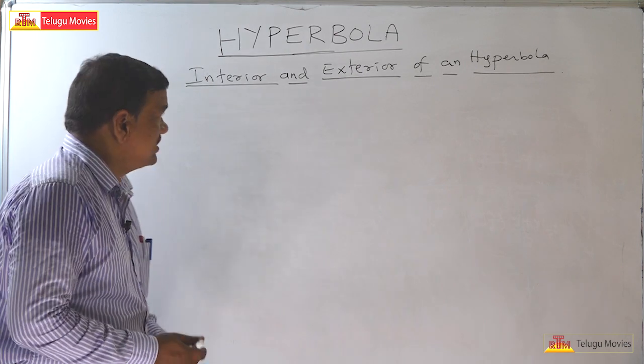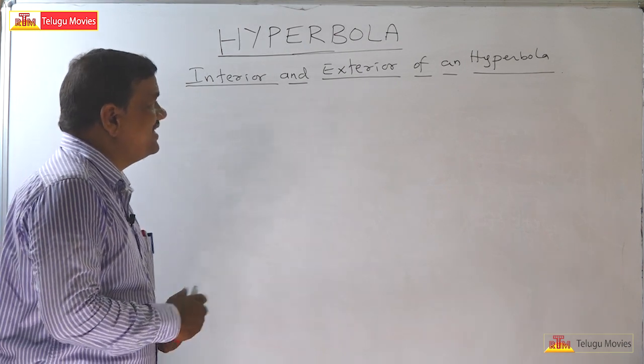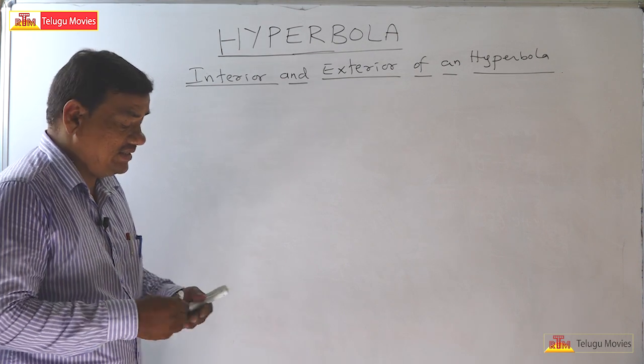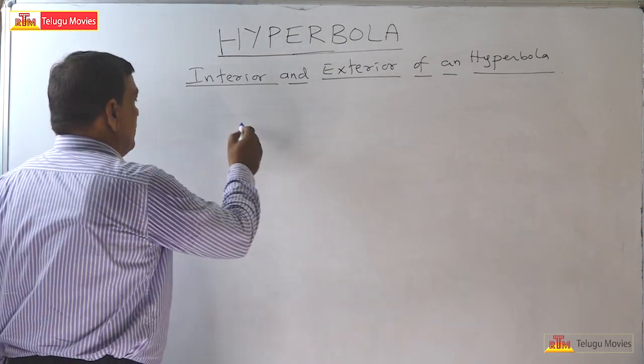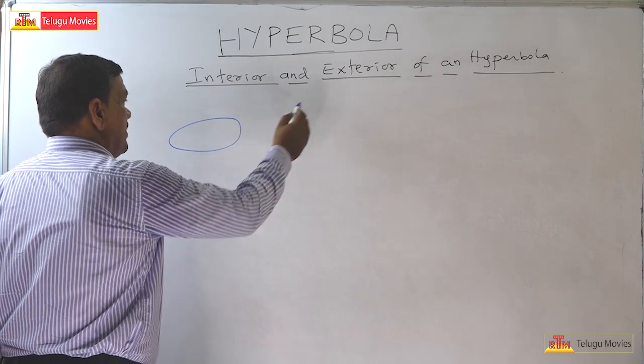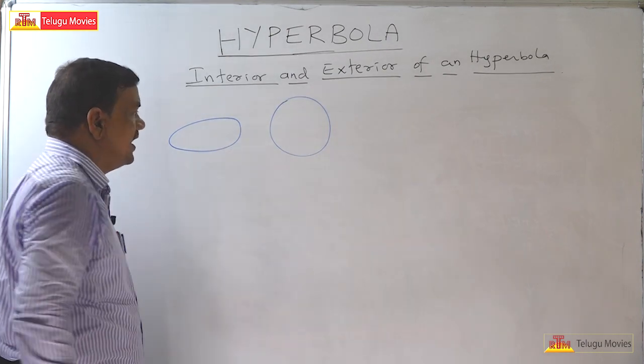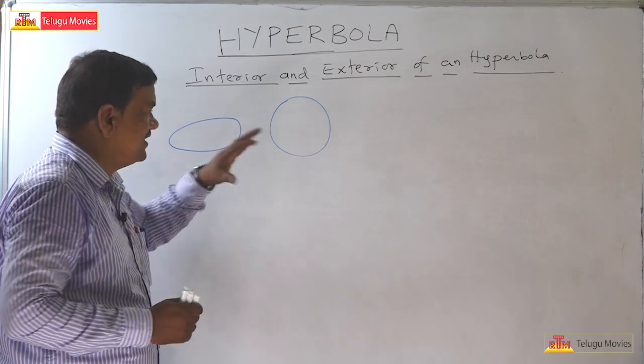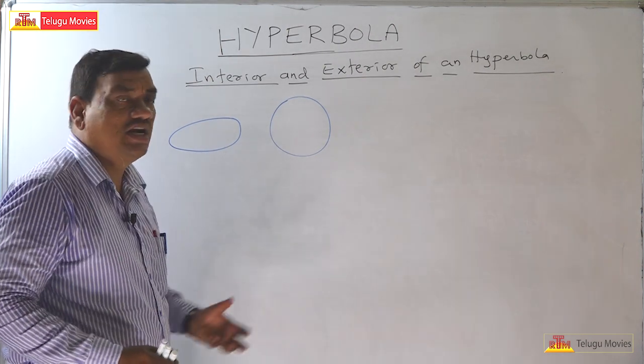Welcome back to this concept. Let us see what is interior and exterior of a hyperbola. If it is a circle, or an ellipse, both are closed curves. We know what is interior and what is exterior. Even a small child can tell.